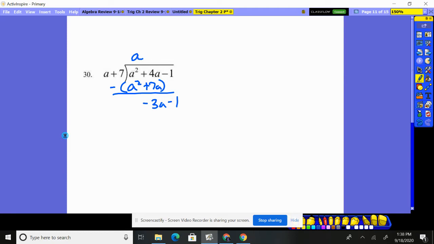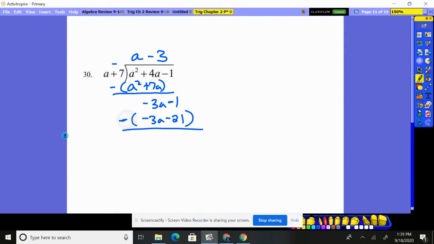A times what gives you negative 3a? A negative 3. Now do the negative 3 times a, and times this right here. So negative 3 times a, negative 3a. Negative 3 times that 7, minus 21. Got to make sure we get the remainder correct. Subtract the whole thing. Negative 3a minus that goes away.